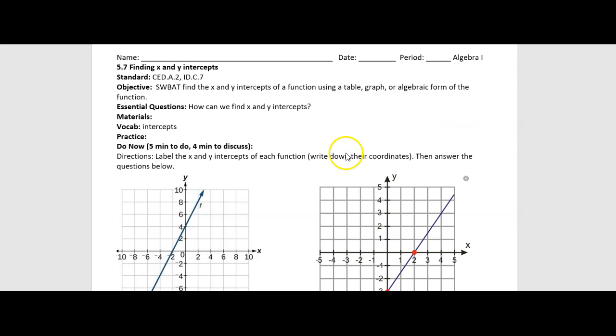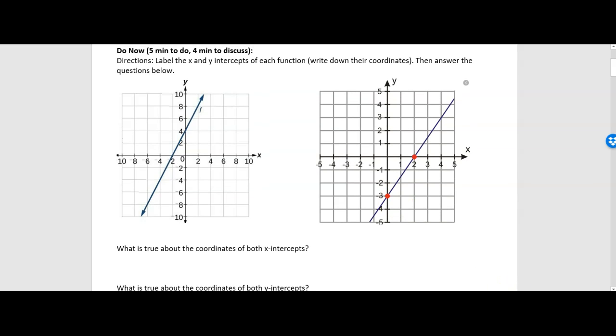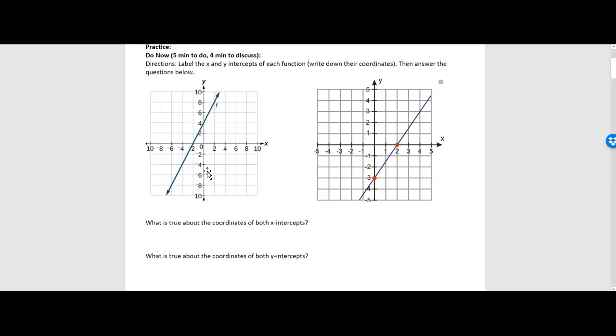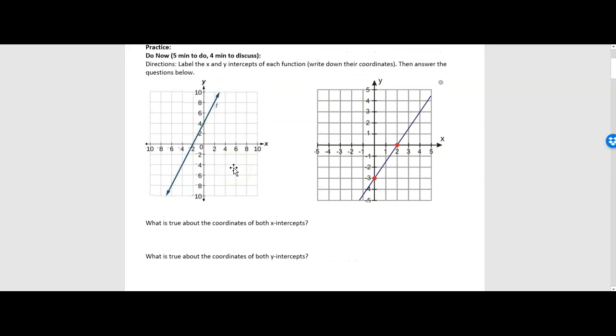To start things off, let's look at the first two problems. It says label the x and y-intercepts of each function. That means you need to write down the actual coordinates, then answer the questions below. You have just two questions. What is true about the coordinates of both the x-intercepts? What is true about the coordinates of both y-intercepts? Pause the video, give that a go, and then join us back for a discussion.